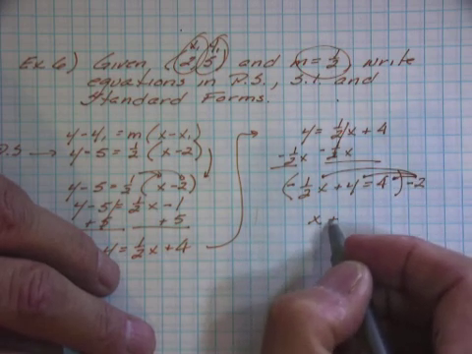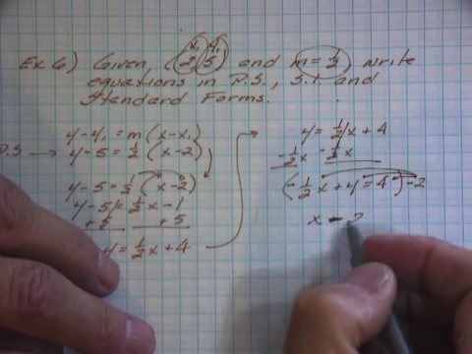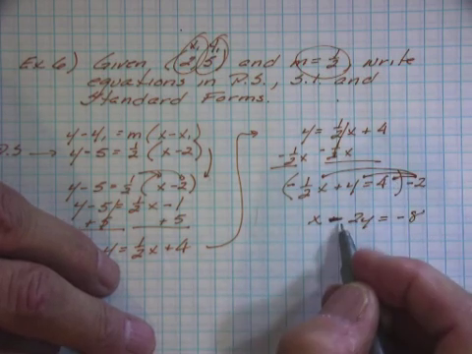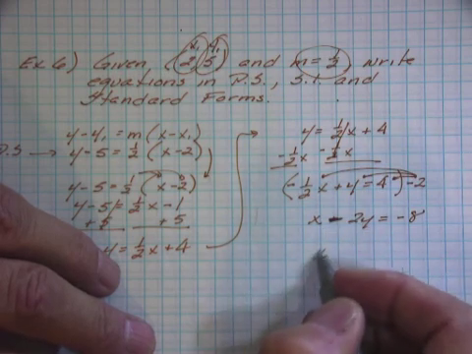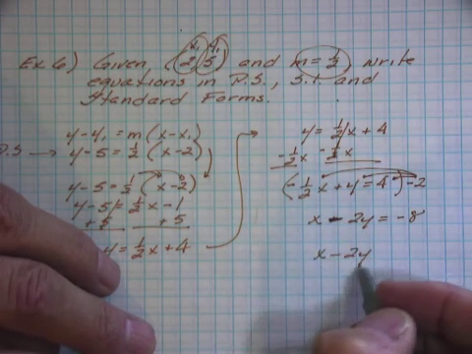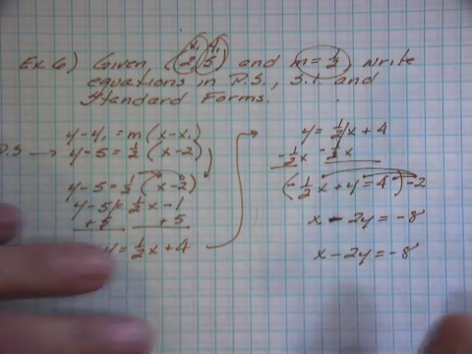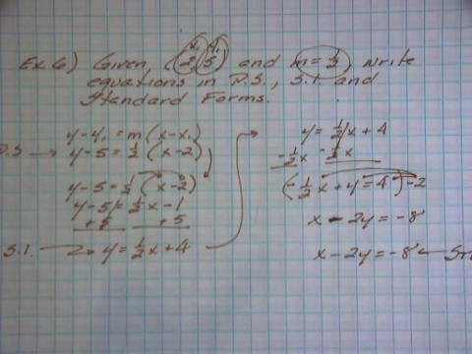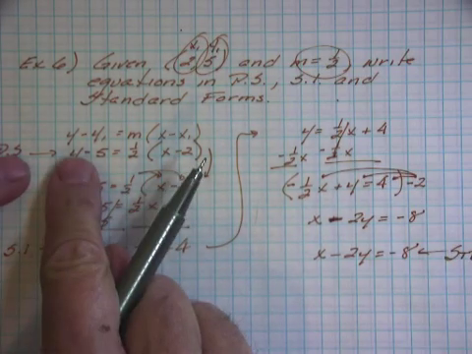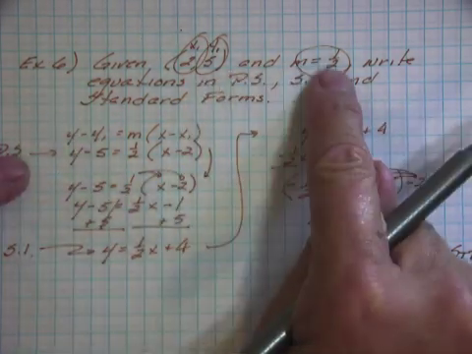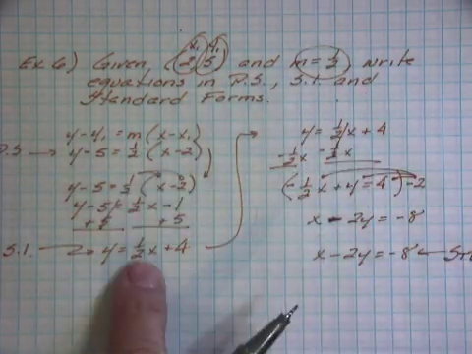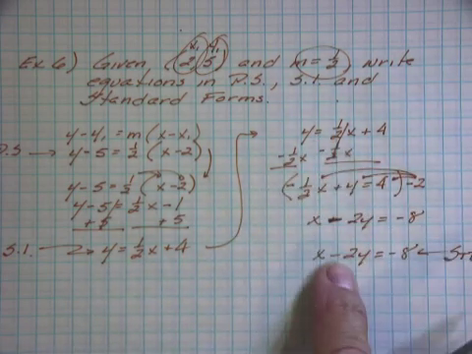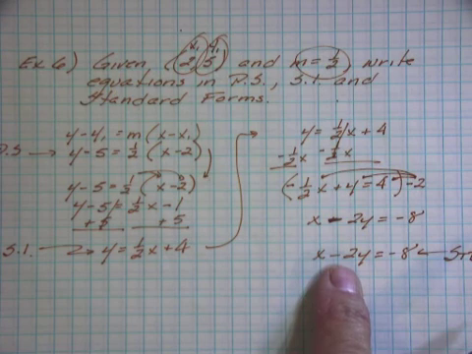So we distribute this across. And negative 2 times negative 1/2 is 1x. I'm just going to put x plus negative 2 times y. Okay, so that's not plus, that's minus 2y equals, and negative 2 times 4 is negative 8. I'm going to rewrite it because that looks a little clumsy. x minus 2y equals negative 8. So there you go. That's standard form.